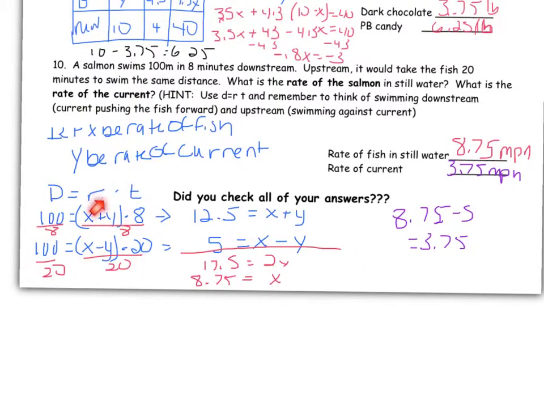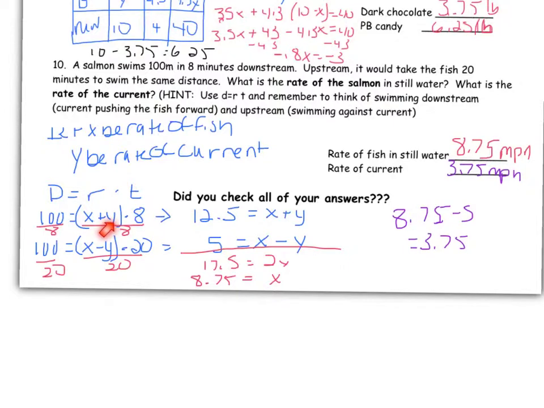It was this rate. And you needed to think about what it would be like to be in a current. So I don't know if you've been in a river before, but the current kind of pushes you along, or you could be going against the current. So if you were swimming downstream, the current is pushing you forward. So that means you have the rate of the fish plus the rate of the current. So how fast the fish is actually traveling is how fast he's swimming plus the rate of the current.